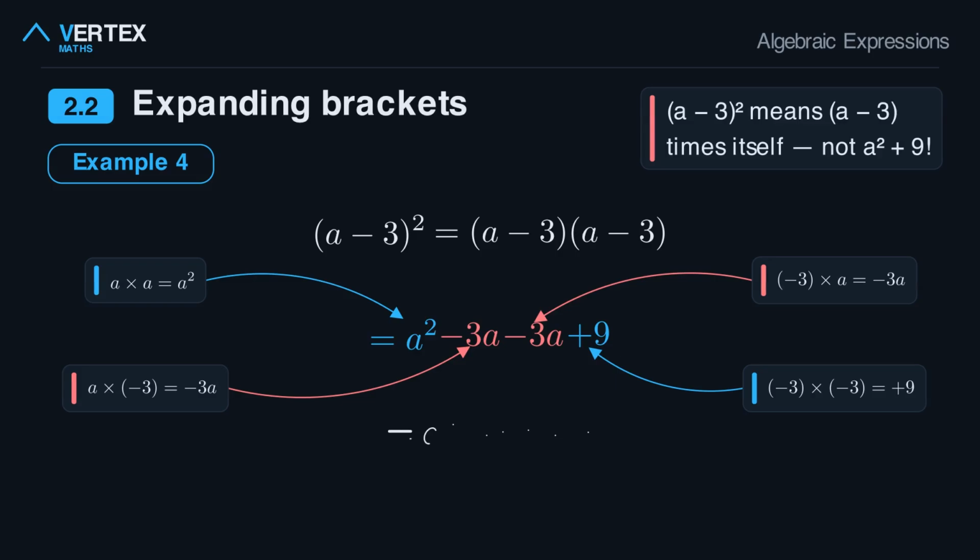So let's collect like terms now. Minus 3a minus 3a gives minus 6a. This means that our final answer is a squared minus 6a plus 9.